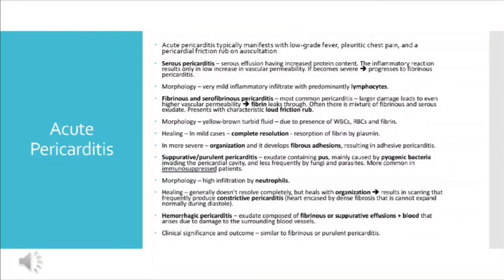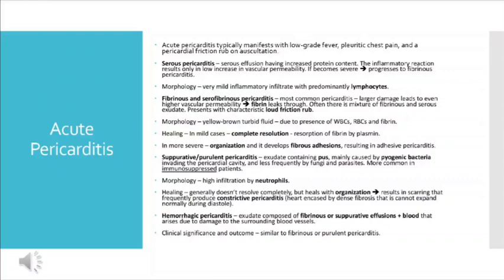Next, you have fibrinous and serofibrinous pericarditis, and this is the most common pericarditis. It causes larger damage and leads to even higher vascular permeability. Therefore, fibrin can leak into the pericardium, and often the exudate is a mixture of fibrinous exudate with serous exudate, and it presents with a very loud friction rub.